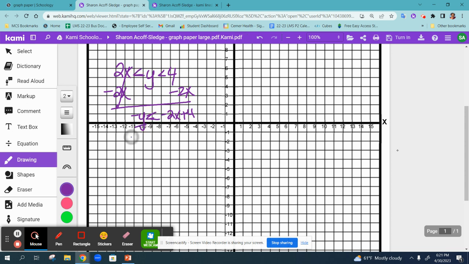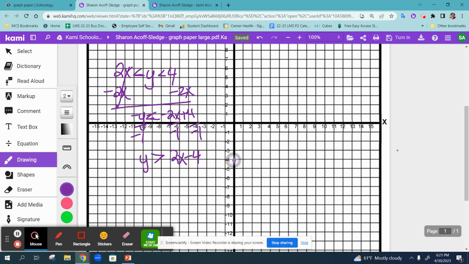Okay, and then I'm going to divide everything by a negative 1. So y, that's going to be a positive y. Now I have to flip my inequality sign. That's the trick I was telling you about. So this is 2x, and then it's going to be minus 4. Okay, so that is my new equation.